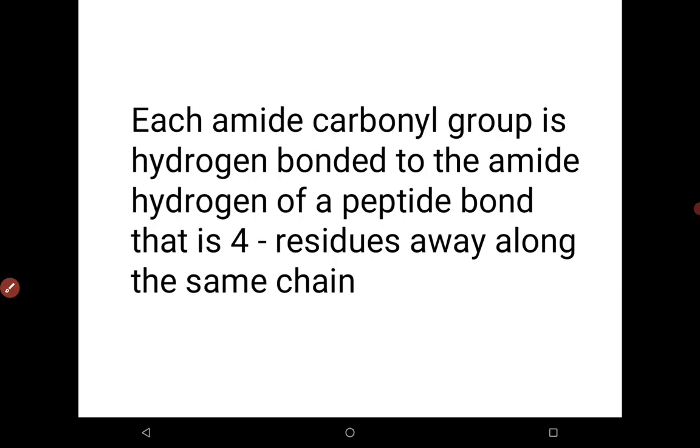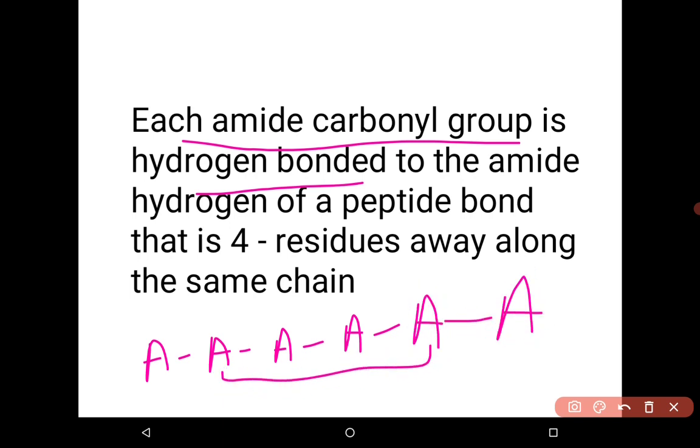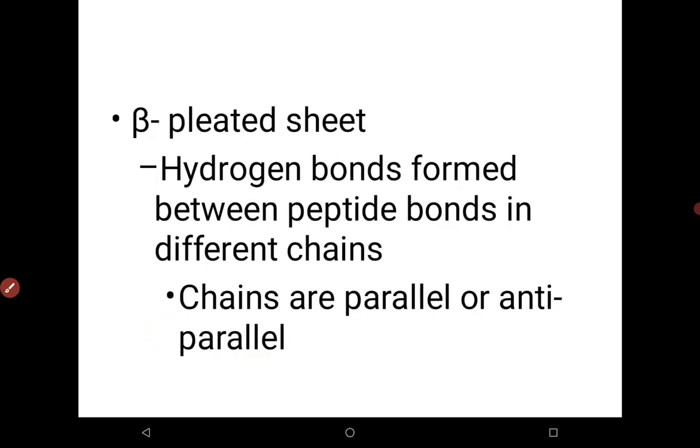Let's look at it better. Each amino acid differs from the next amino acid. So the hydrogen bond will occur: each carbonyl group is hydrogen bonded to an amino acid that is 4 residues away. So 4 residues away means there should be at least 4 amino acids, and these can now form bonds with residues on the same chain. Then you also have the beta pleated sheets, with hydrogen bonds formed between peptide bonds in different chains. So you have parallel and antiparallel chains.